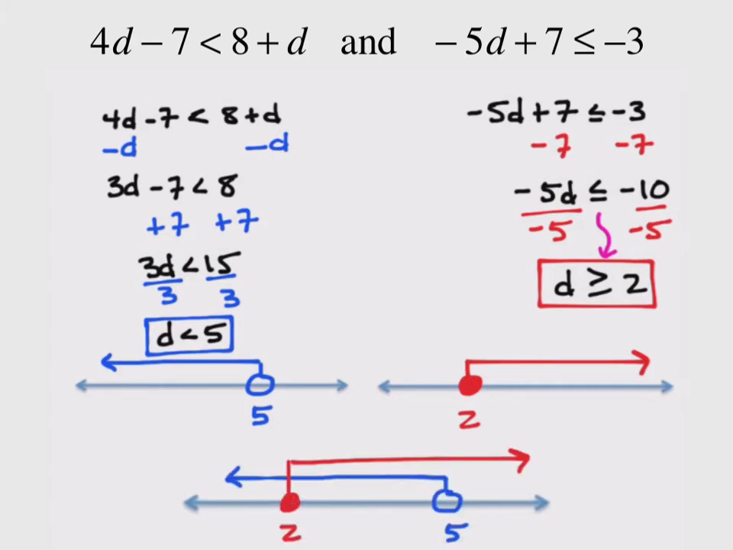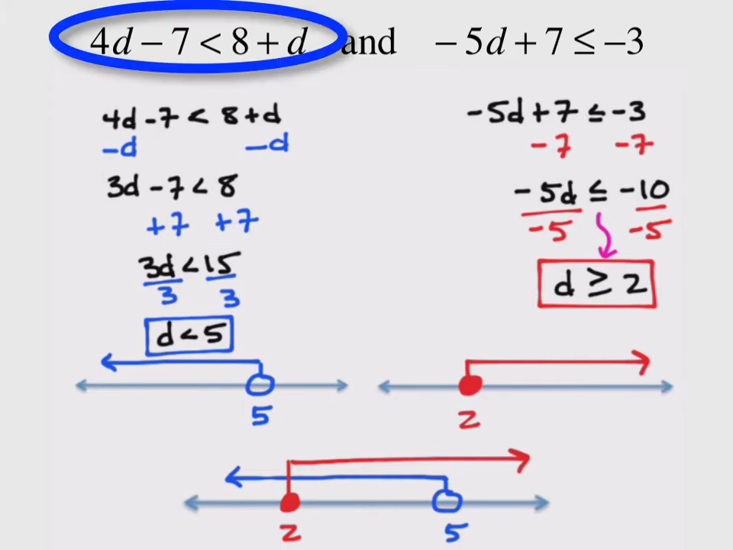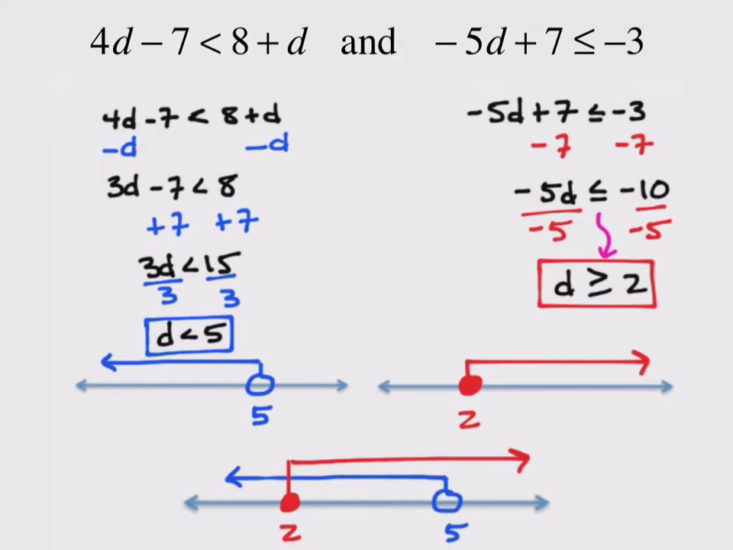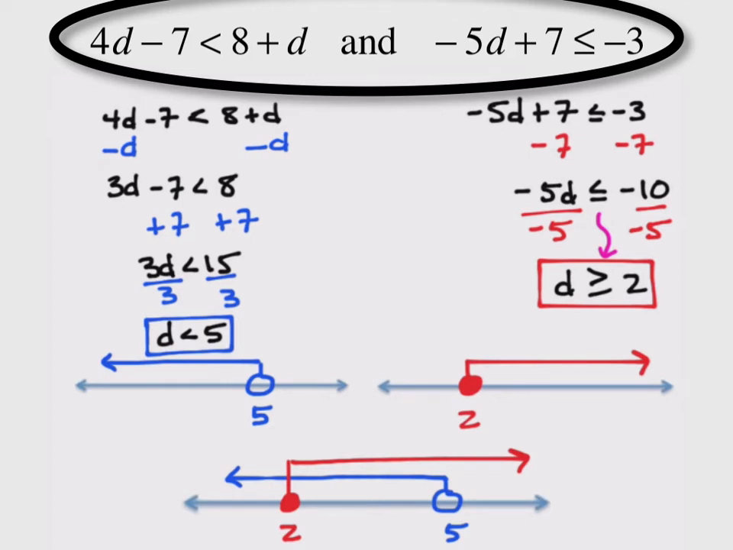If we look at this graph, all the numbers that are colored blue are going to make this statement true. That is, all numbers less than 5. All of the numbers that are colored red are going to make this statement true. That is, all numbers greater than or equal to 2. So our question is, what numbers are going to make this compound inequality true? Well, the numbers that make both of the individual statements true. That is, numbers that are colored in both blue and in red. So let's shade those right now.